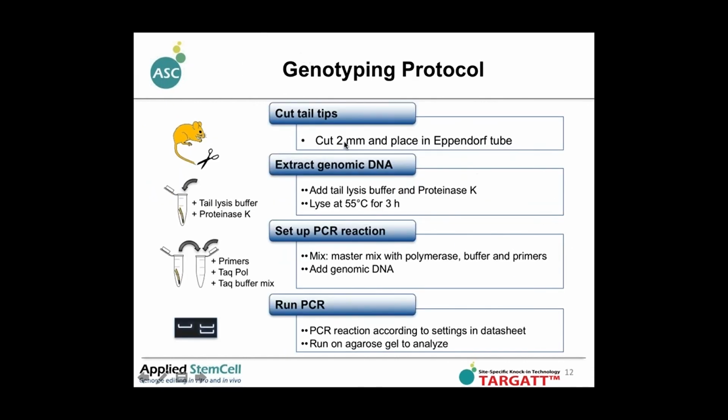We usually cut about 2 millimeter tail snips, and then these are placed into lysis buffer with proteinase K. Then the genomic DNA is used for PCR reaction. In the genotyping kit, we have a set of primers for PCR and also protocols to identify potential site-specific transgenic founders.